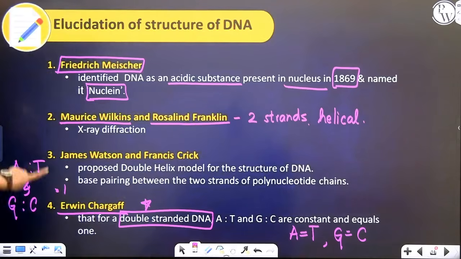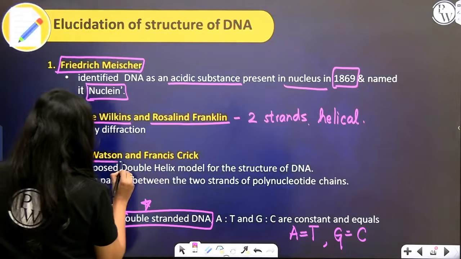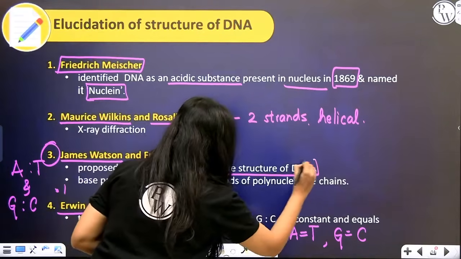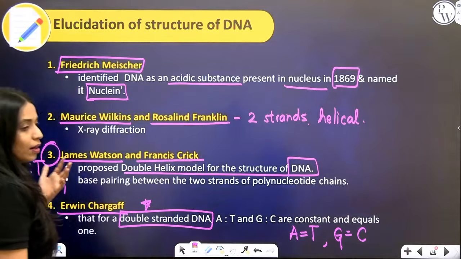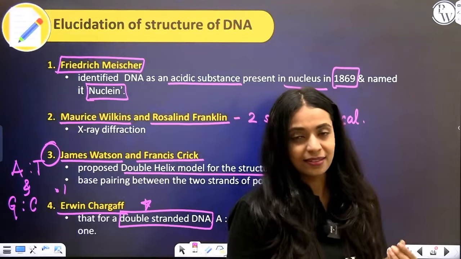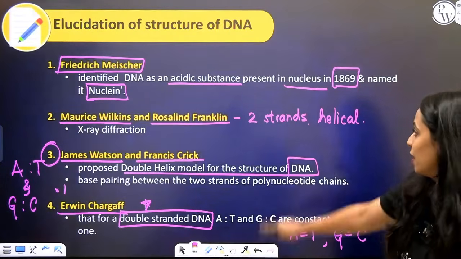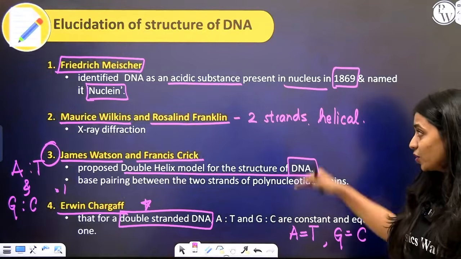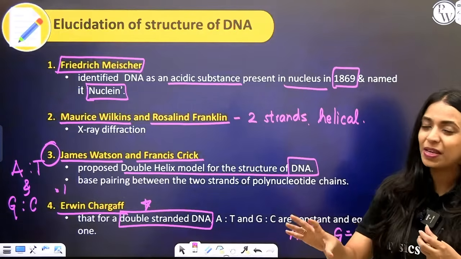Based on Chargaff's and Maurice Wilkins and Rosalind Franklin's studies, two people, James Watson and Francis Crick, proposed their famous Watson and Crick double helical model to explain the structure of DNA. They came up with the idea that there are two strands of DNA, and there is pairing between nitrogenous bases. These people said A is equal to T and G is equal to C. Based on their studies, they said that there is pairing occurring between the nitrogenous bases in one strand and the other strand.